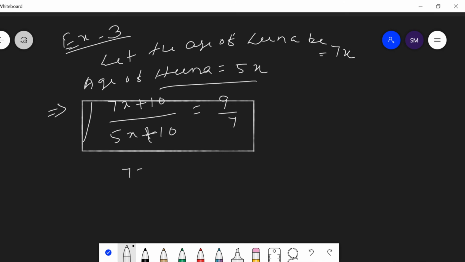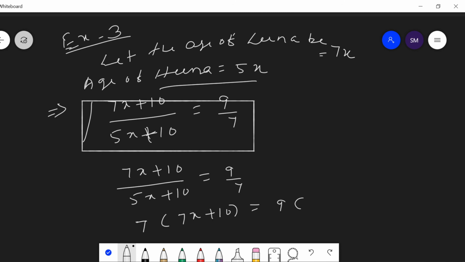Then let us solve this. Then how can we solve this? By applying the cross multiplication method. This is equal to 9/7. Then by using the cross multiplication method, 7 into 7x plus 10 is equal to 9 into 5x plus 10.